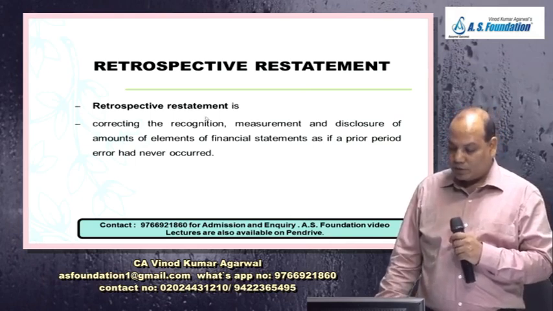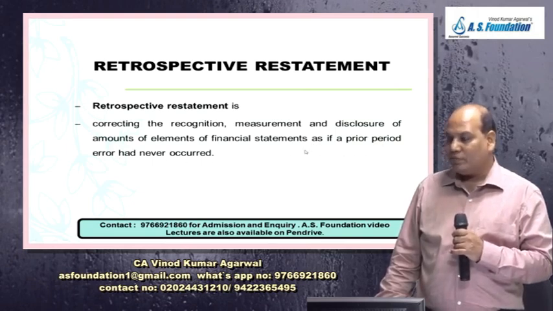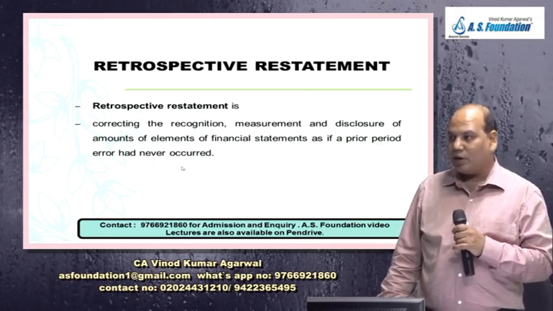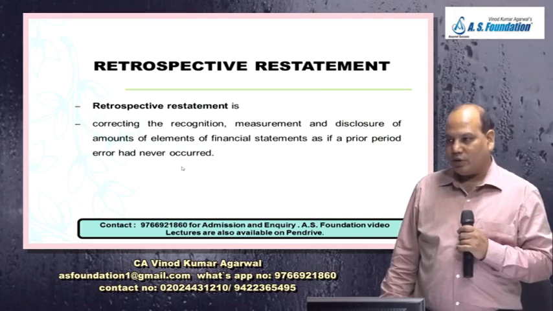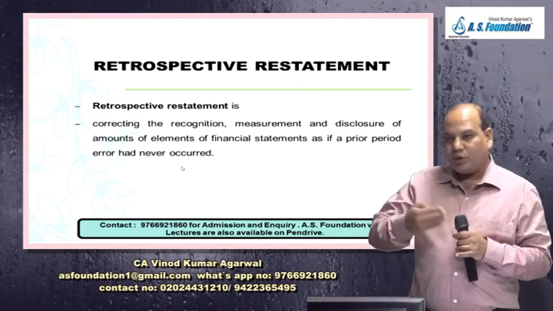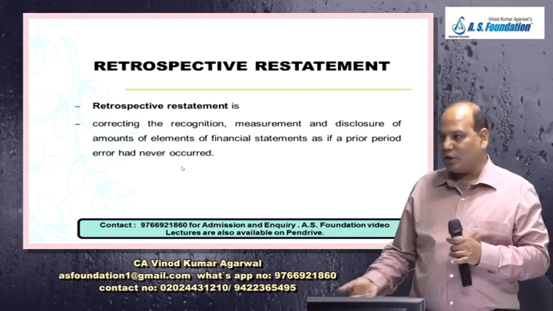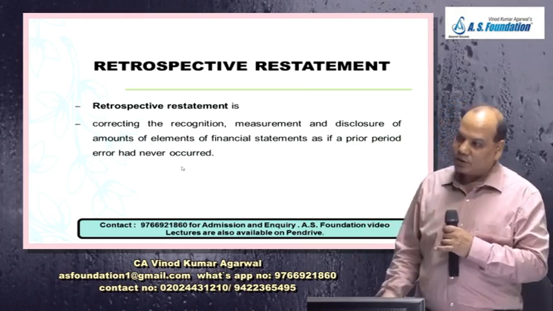What is retrospective restatement? It is correcting the recognition, measurement and disclosure of amounts of elements of financial statement as if a prior period error had never occurred. Now underline, as if a prior period error had never occurred. That means you have to go to that year and do the correction. So that will change the opening balances of next year, again next year, and you have to do this and bring to the opening balance of the earliest period presented.